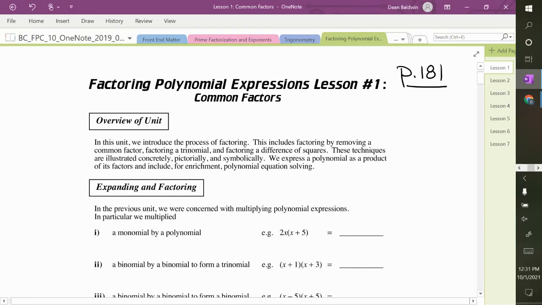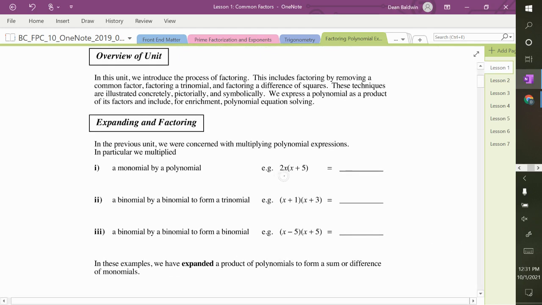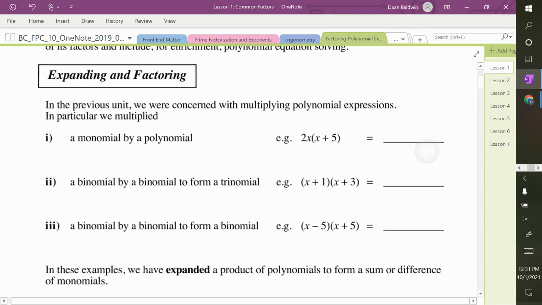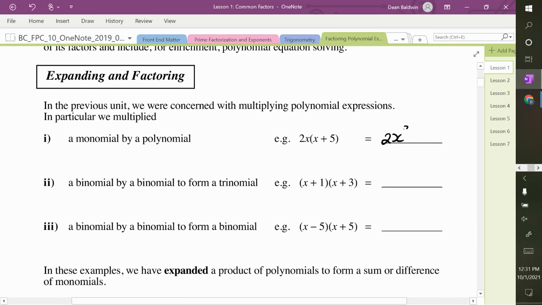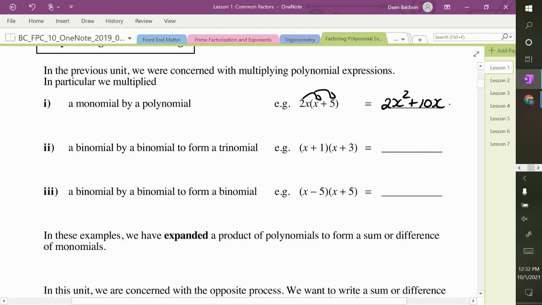Page 181. So we have finished multiplying stuff out. For example, we did 2x times x plus 5, which equals x squared plus 10x. We just multiply this in. Then we did binomials, which is just foiling. So you get x squared plus 3x plus x plus 3. Those are your like terms.